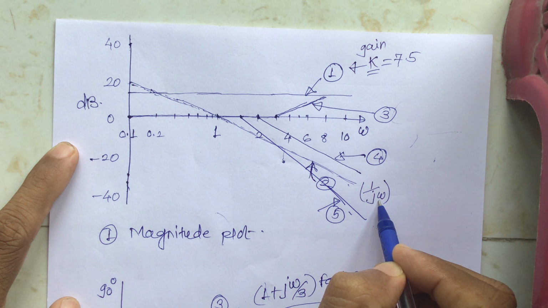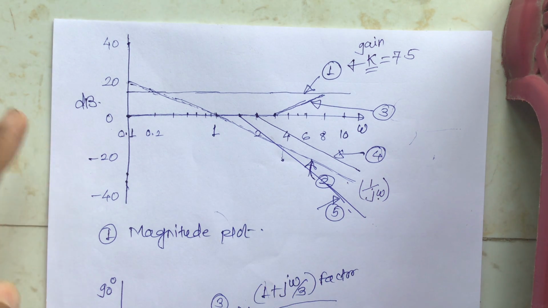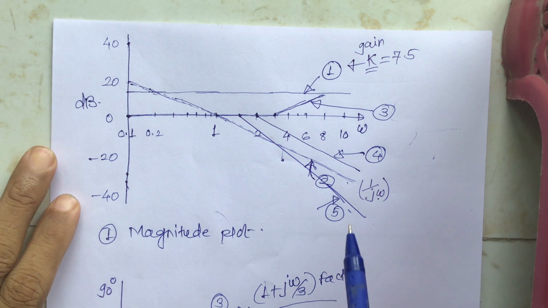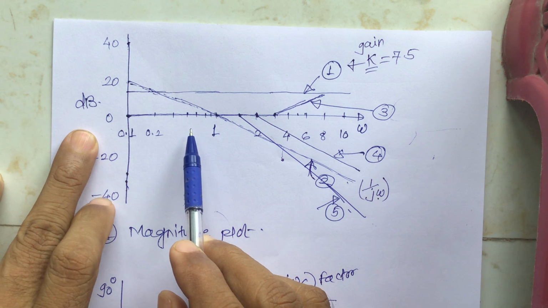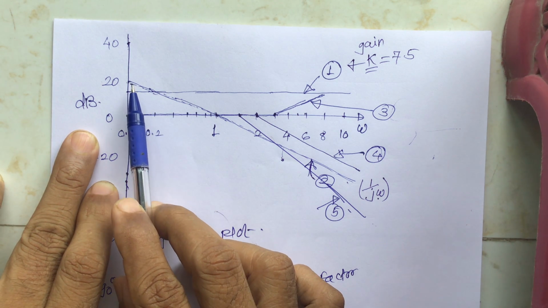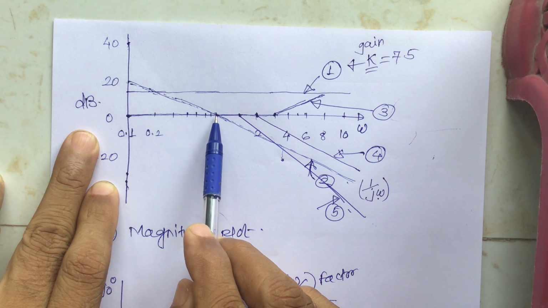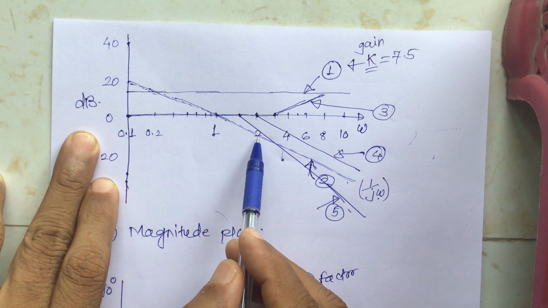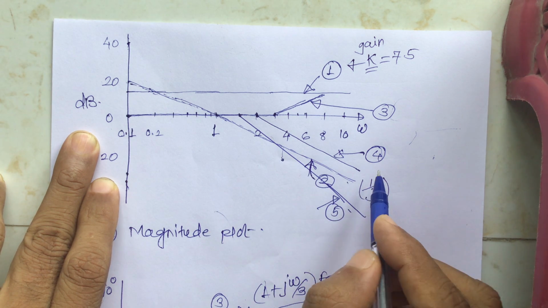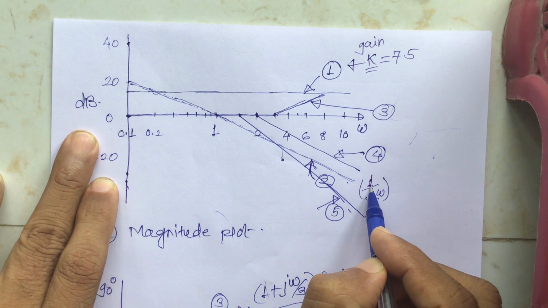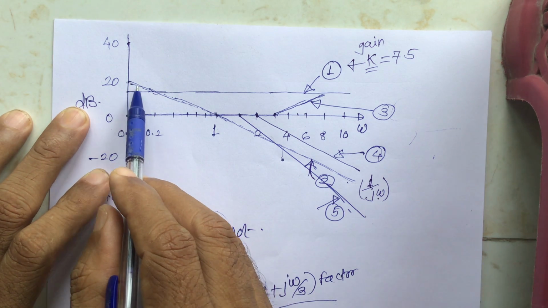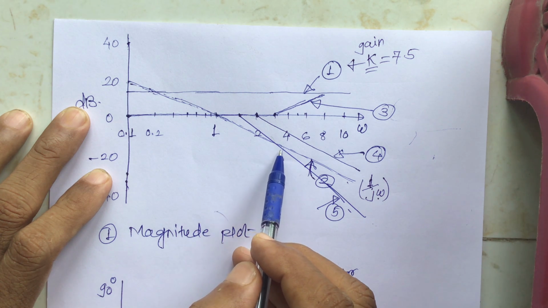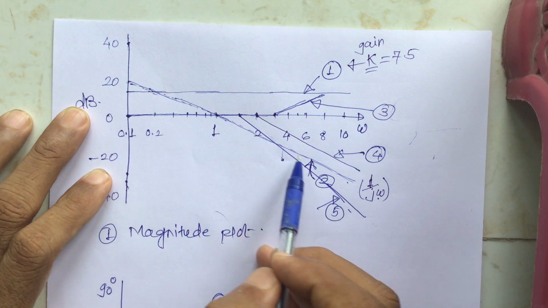This has a slope of minus 20 dB per decade. So this is the slope of minus 20 dB per decade. This is the second factor, 1 over j omega. This is the individual slope for this pole at the origin, minus 20 dB per decade.